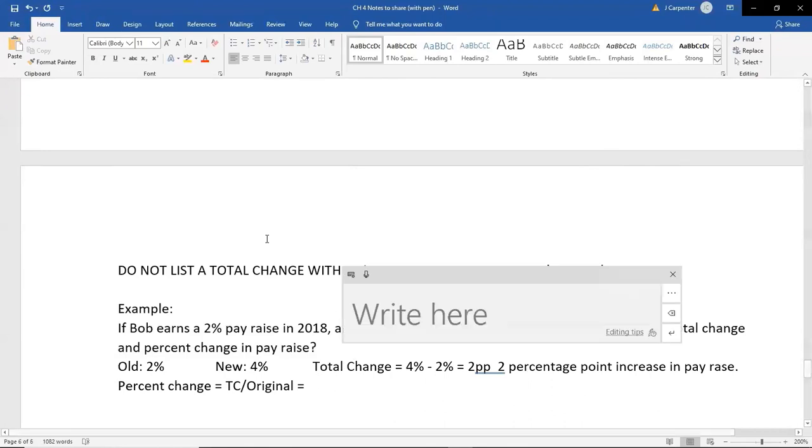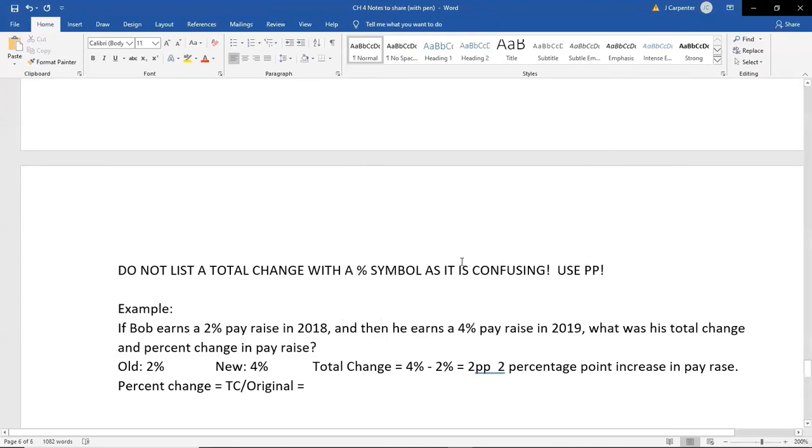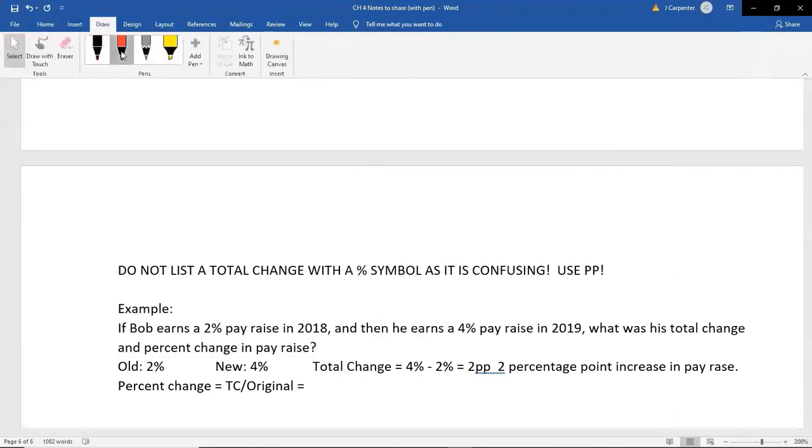Weird. What? I've never seen that. Where's my marker? Where did my pen go? That's weird. Remember last class, my marker was acting funny. It's doing it again. Okay, here we go.